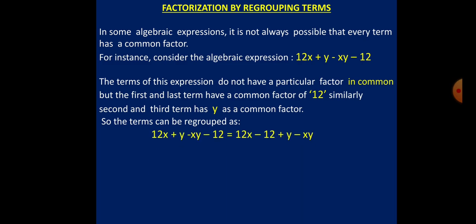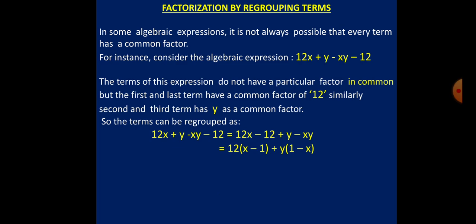So the terms that have common factors, we have grouped them together and then we have taken out what is common between them. You can see in the first and the fourth term 12 is a common factor, and in the second and third term y is the common factor. So we have taken out 12 and y from those expressions.